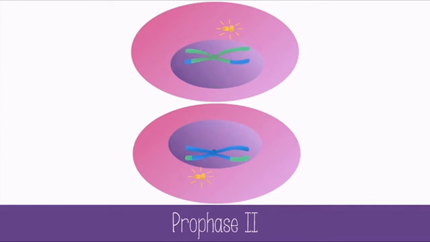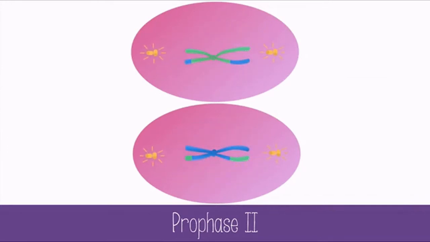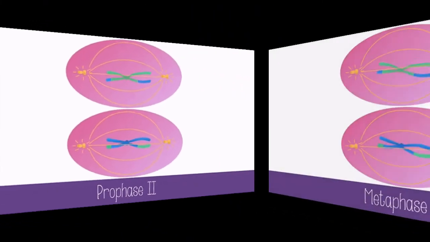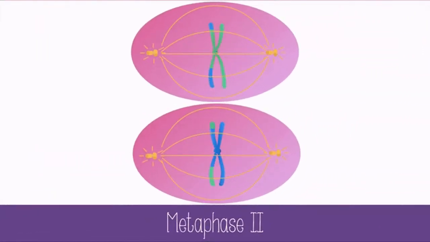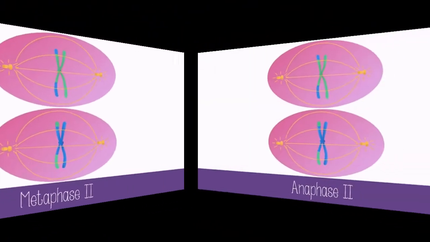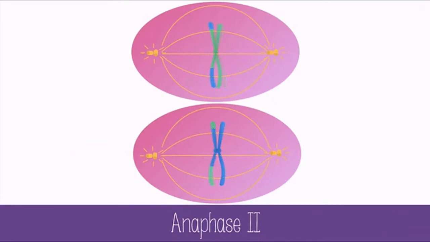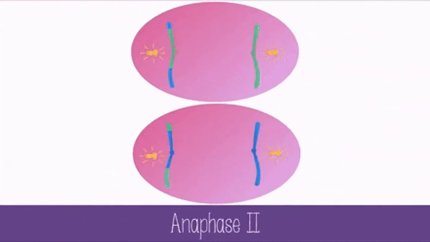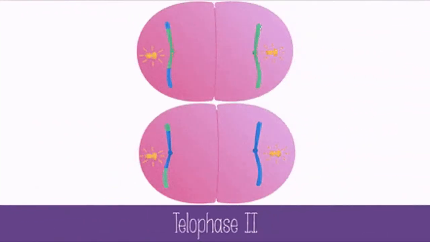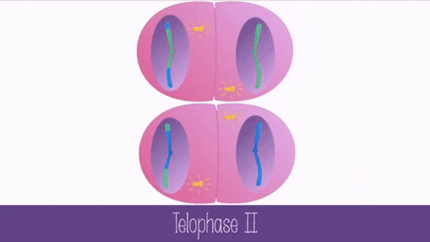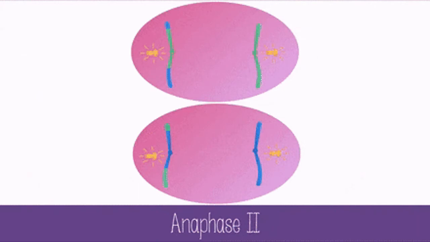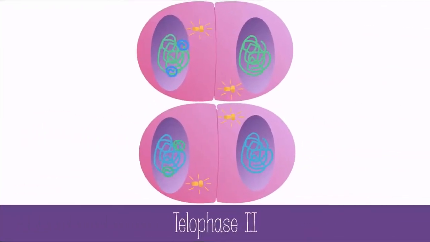Prophase 2, the nucleus disappears, chromosomes condense, and the spindle forms. Metaphase 2, chromosomes line up at the equator. Anaphase 2, sister chromatids separate. Telophase 2, nuclei reform, the spindle disappears, and cytokinesis occurs, forming four haploid daughter cells.